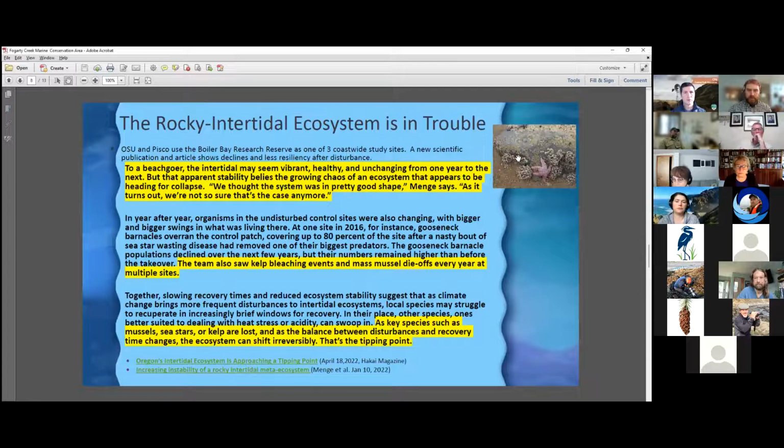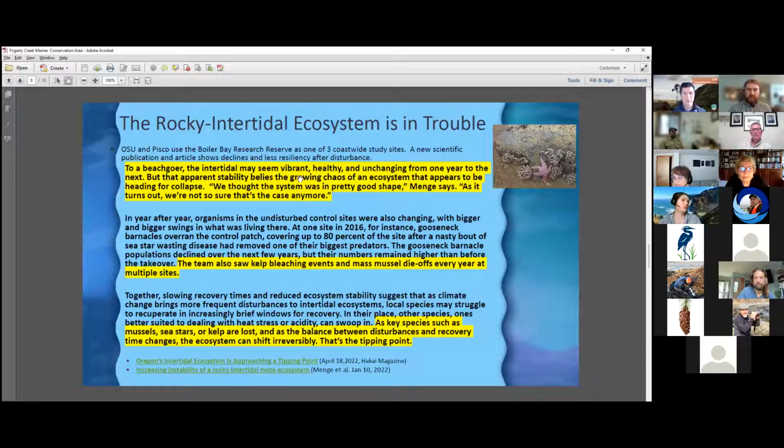And I put in the chat some links to these two articles, very recent. The first, an article that's a little bit easier to read, in Hakai magazine, talked to Bruce Menge about his paper. And this just came out in January, Increasing Instability of Rocky Intertidal Metaecosystems.